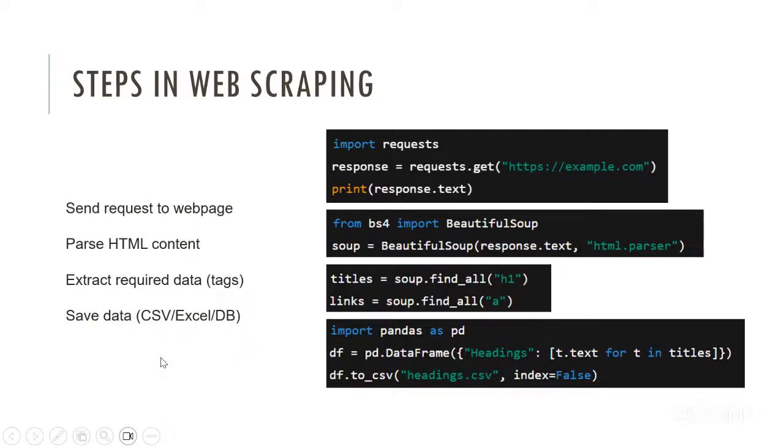I will explain those steps one by one. Okay. The first step is to send a request to the website. So we use the requests library for this. Just like when you type a URL in a browser and hit enter, the browser asks the website for the page. Similarly, our Python code asks the website for the page, and the website sends back the HTML code.